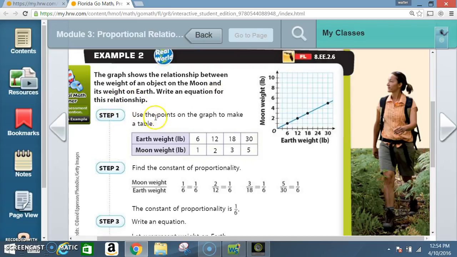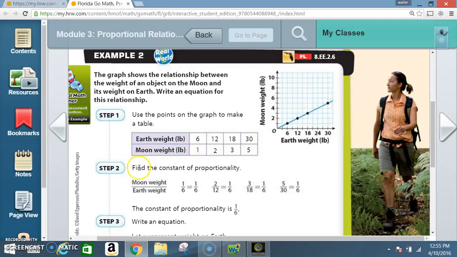Step 1. Use the points on the graph to make a table. So you locate the points on the graph, and then you put the points on the table. Notice this is the x-axis, and this is your x-axis here. This is the y-axis, and this is the y-axis here. Notice the x-axis is on top, and the y-axis is on the bottom. This is almost always true.